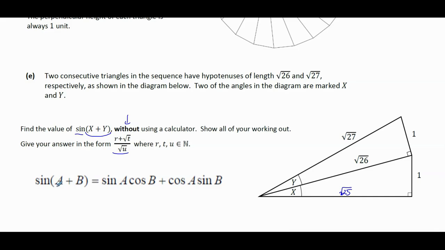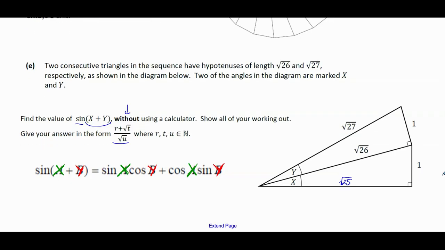So obviously our first angle is X, so that will be X, and that will be X. And then the second one is Y, so that will be Y as well, and that will be Y. So what do I need? I need those elements: sin X and cos X, and then again, cos Y and sin Y. How do we get that?